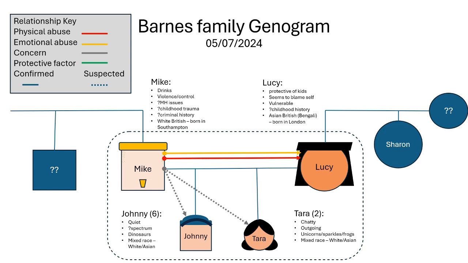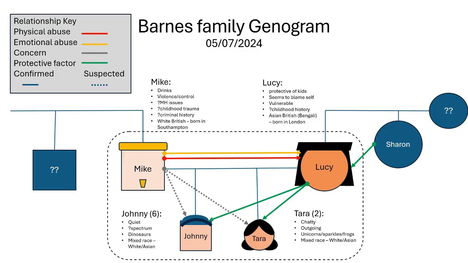More positively, we believe that Lucy is supportive of the children and that Sharon is supportive of Lucy, so these green arrows. Where the lines start with a dot and end with an arrow, this shows where the source of the dynamic is, so abuse, support, whatever, and where it's targeted.